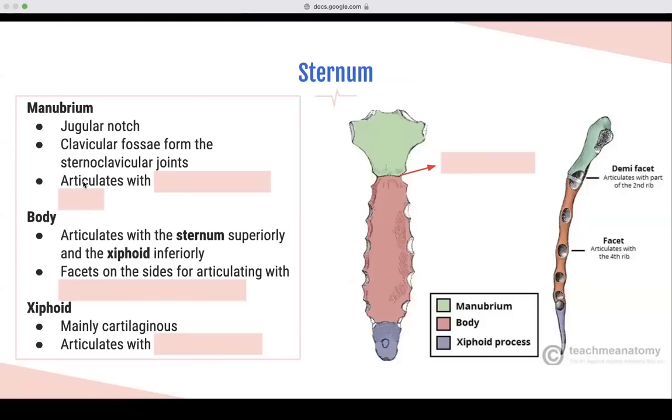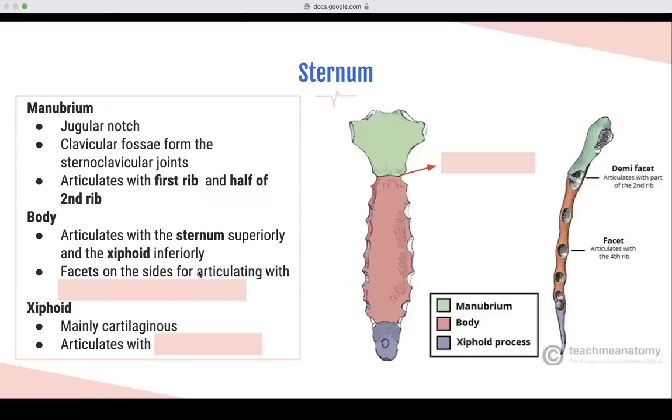Now in terms of the manubrium, it articulates with who? I already mentioned one, the second rib. It articulates with the first half of the second rib and the first rib. Okay, so the first rib and the second rib. Yes, as well as the clavicle. Good job. The body articulates superiorly with the manubrium, and xiphoid inferiorly.